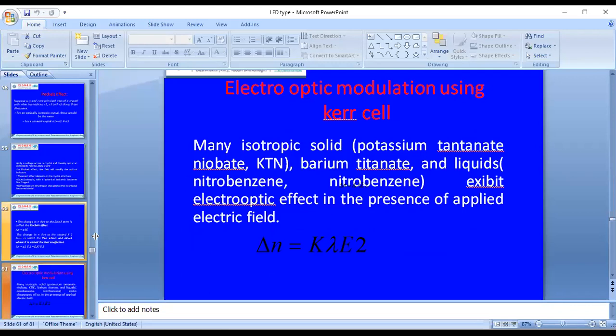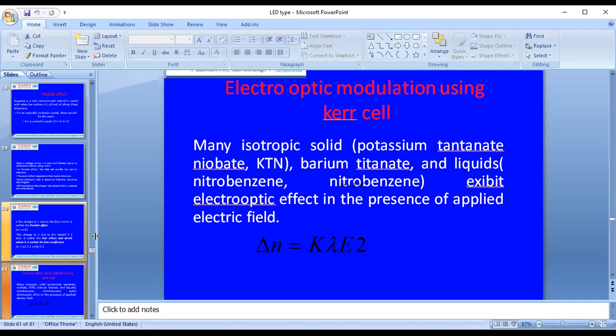Now the electro-optic modulation using the Kerr effect cell, or Kerr cell. There are many isotropic solid materials used here for the analysis of the Kerr effect. As a solid material or as a liquid material, the electro-optic effect will be present while applying the electric field. The solid materials are classified into different types, such as potassium tantalum niobate, that is KTN, and barium titanate.